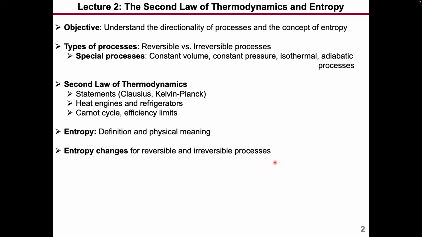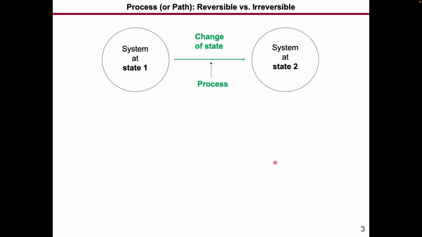Okay, so first of all, what is a process, right? In lecture 1, we talked about the system at state 1, let's say equilibrium state 1, and then equilibrium state 2, right? If you want to go from state 1 to state 2, you actually need to go through a change of the state. And this change of the state is actually called the process, okay? Now, the process can be reversible or irreversible.